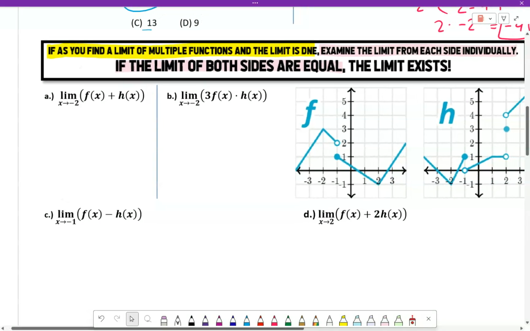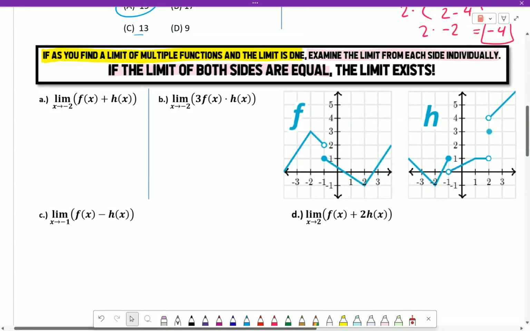Here we go. For the most part, these aren't terrible. Letter A. Find the limit as x approaches negative 2. We're going to do f plus h. So we just start with f. We're finding the limit as x approaches negative 2. That means I'm approaching negative 2 from both sides. Show me with your fingers, what number are you getting when you approach negative 2? That would be 3. Plus h as we approach negative 2.